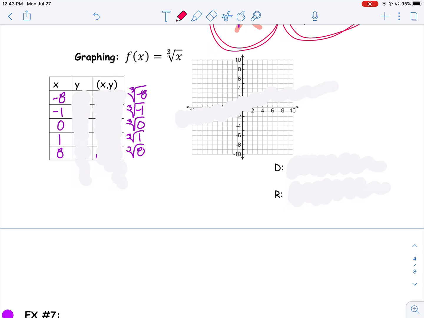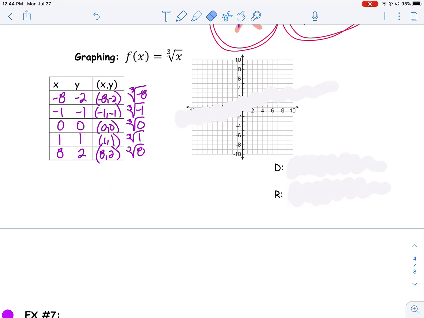I strategically picked some numbers that worked out to be nice whole numbers so that I can use those to more easily graph. I chose x as -8, -1, 0, +1, and +8. I substituted in for x, and then I simplified. We know that the cube root of -8, that's okay, right? As long as it's an odd root, is -2. The cube root of -1 is -1. The cube root of 0 is 0. The cube root of +1 is 1. And the cube root of 8 is +2.